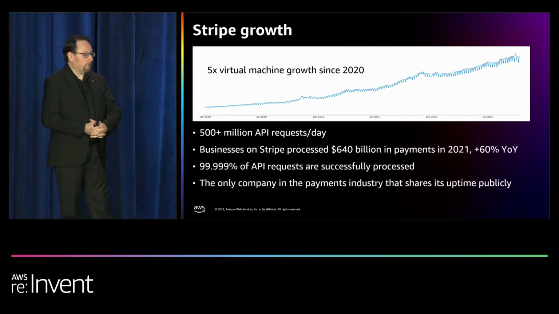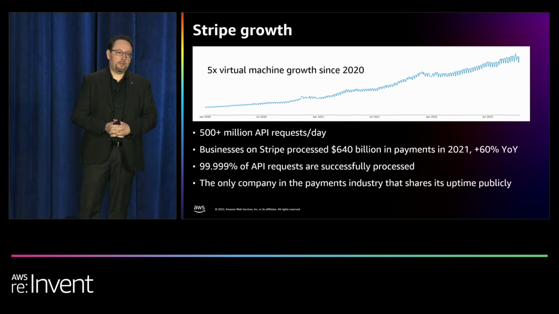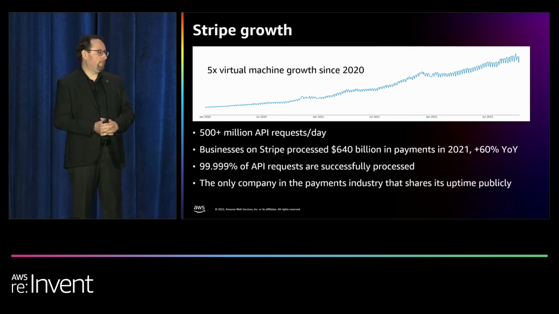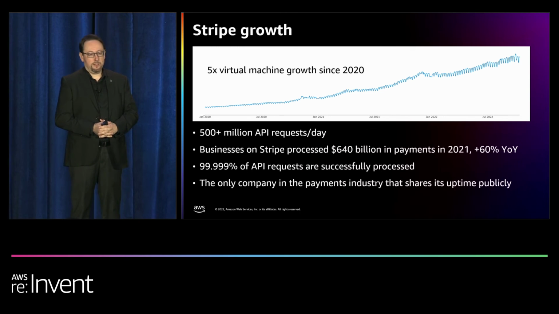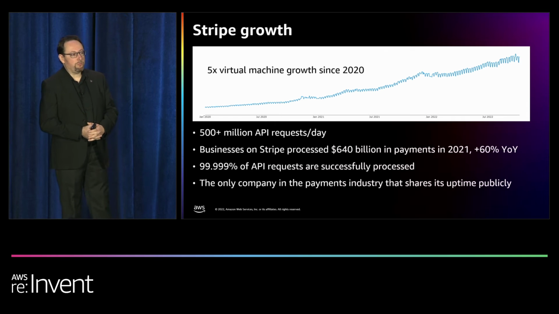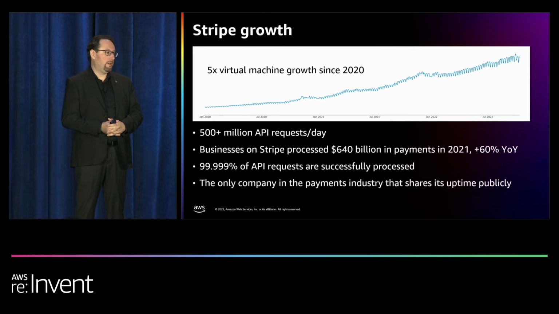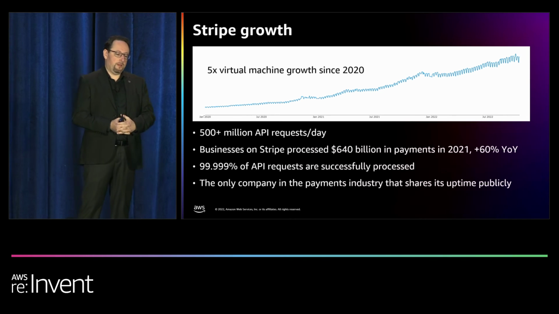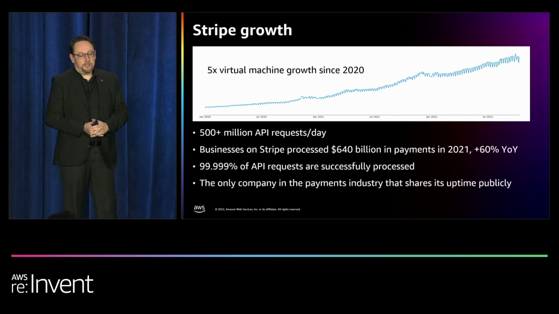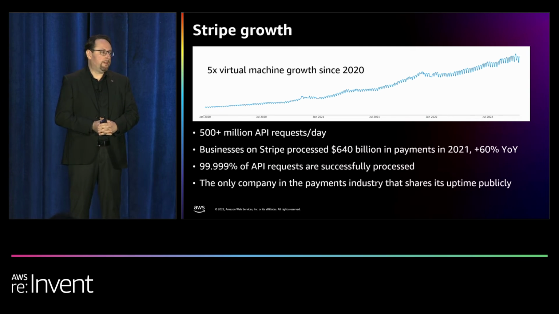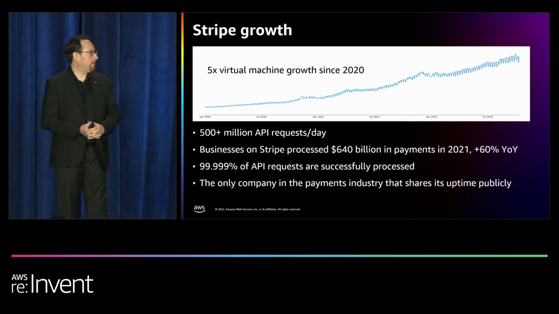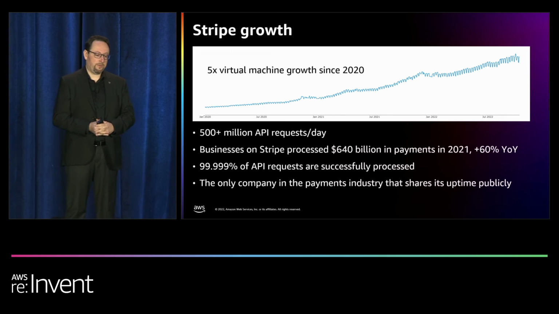Let's talk a little bit about our growth in the last 2 years. Currently, we're processing more than 500 million API calls per day. In 2021, we processed in excess of $640 billion across the world. That was a 60% growth year over year. Most of it was fueled by COVID. We are basically experiencing, obviously, a very tremendous growth in our infrastructure. As you can see from this graph, across the last 2 years, the number of virtual machines that we use in our infrastructure has gone 5x.